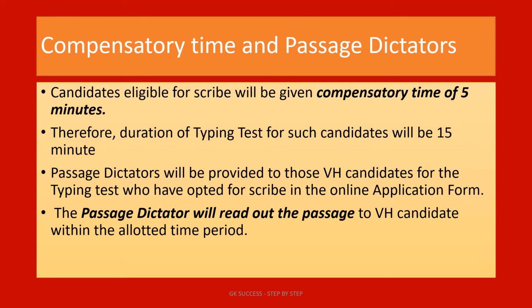Regarding compensatory time and passage dictators, candidates eligible for a scribe will be given compensatory time of 5 minutes. So the duration of the typing test for such candidates will be 15 minutes. Regarding passage dictators, they will be provided to those visually handicapped candidates who opted for a scribe in the online application for the typing test. The passage dictator will read out the passage.